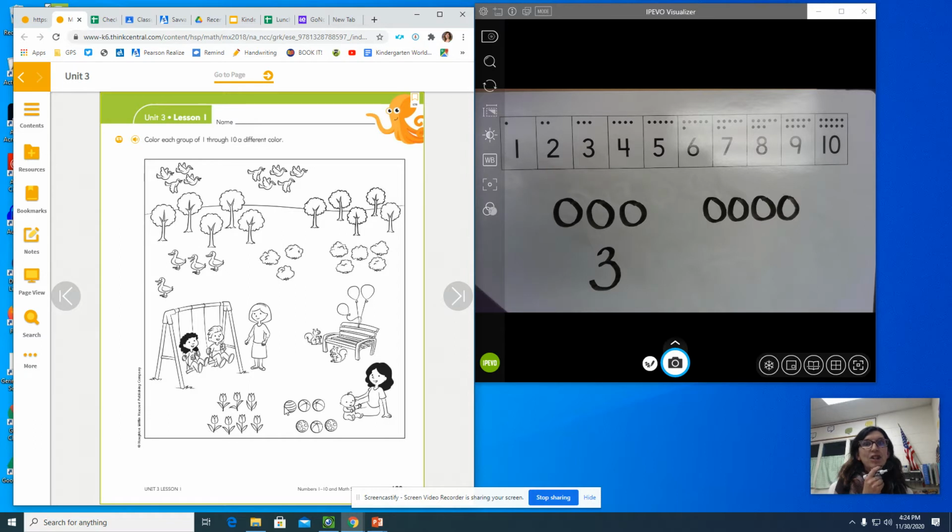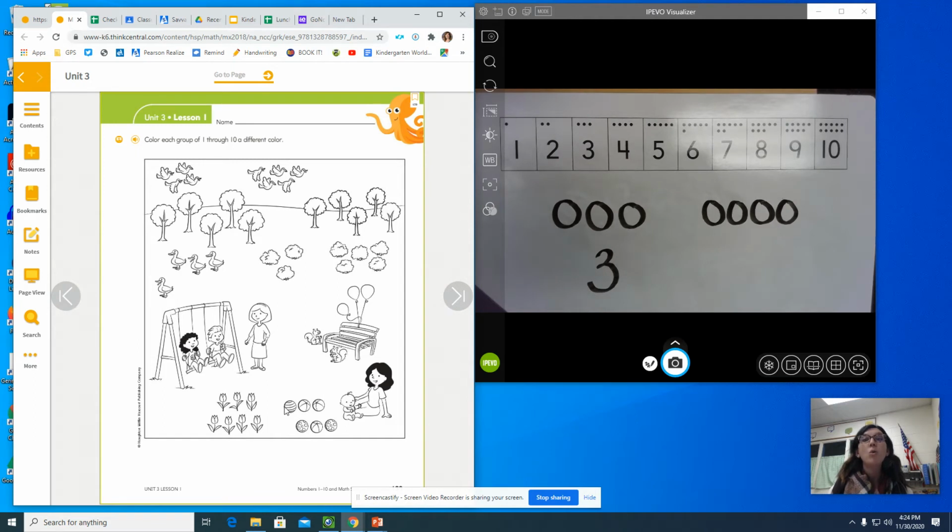Is this an addition story or a subtraction story? Did I get more or did I take some away? You're right, I got more. So this is an addition story. So I'm going to put a plus sign right here after the 3 to show that we got more, that we're going to get more over here.